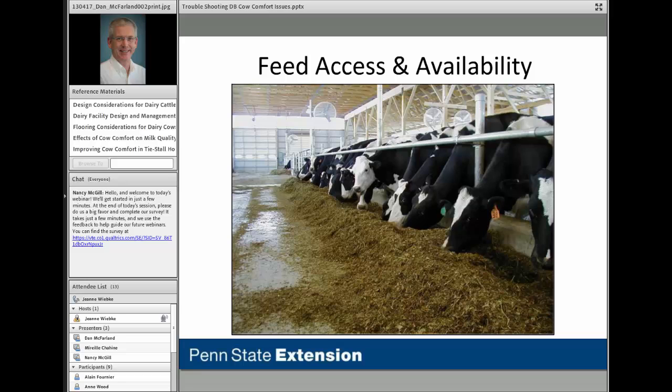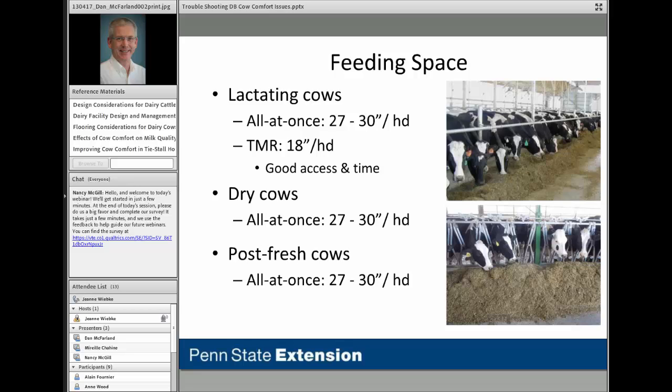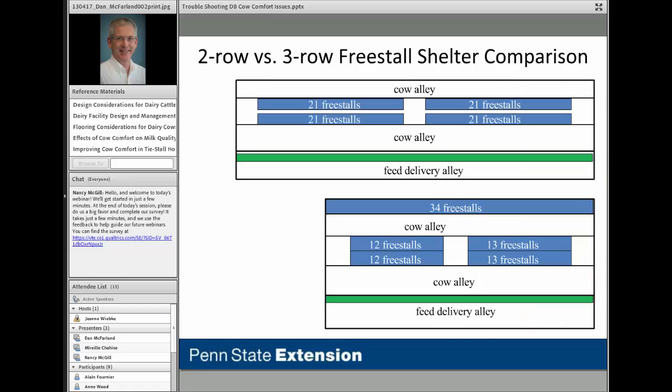Since feed seems to be a fairly important element in the health and well-being of a cow, let's spend some time talking about that. Feeding space, if we want large frame cows to eat all at once, 27 to 30 inches per head is recommended. If you use a TMR, delivering it twice a day, provide good access for the feed as well as time for the cows to have available to it, then 18 inches is kind of the low end of that with good management of the feed bunk. Dry cows, because they aren't fed like lactating cows and need an equal opportunity to the feed when it's delivered, 27 to 30 inches is recommended there. Also for post-fresh cows, to have that equal opportunity at that stage of their lactation is very important as well.